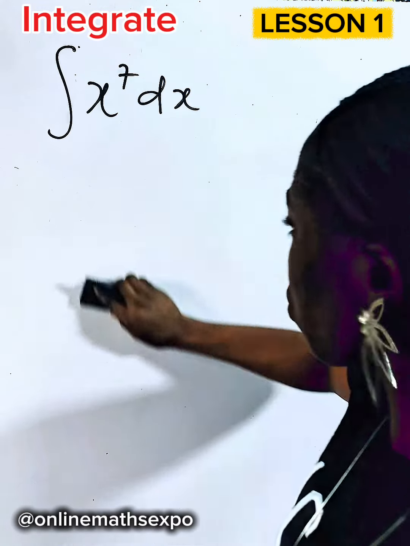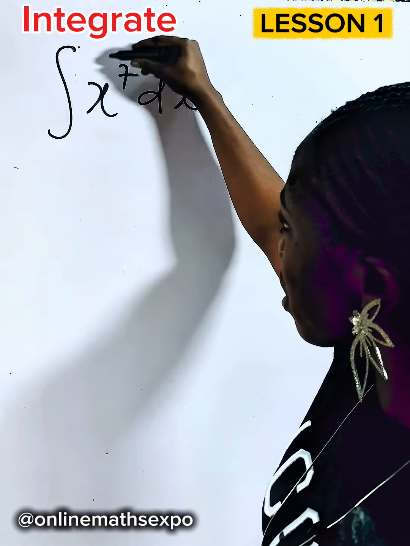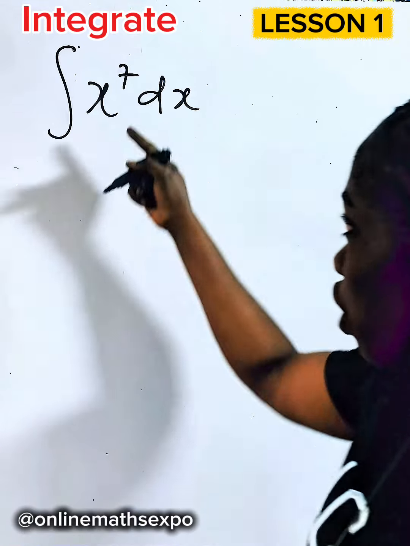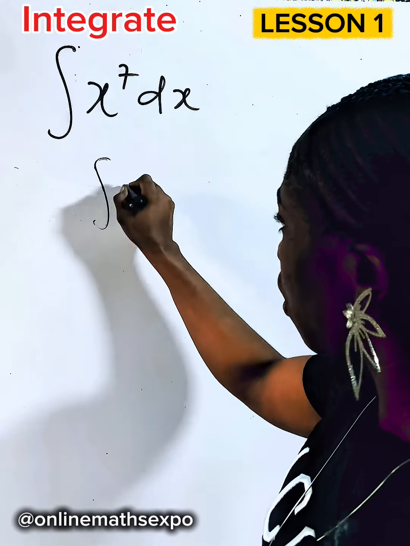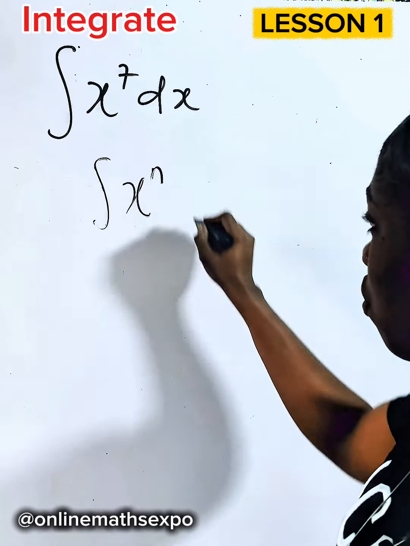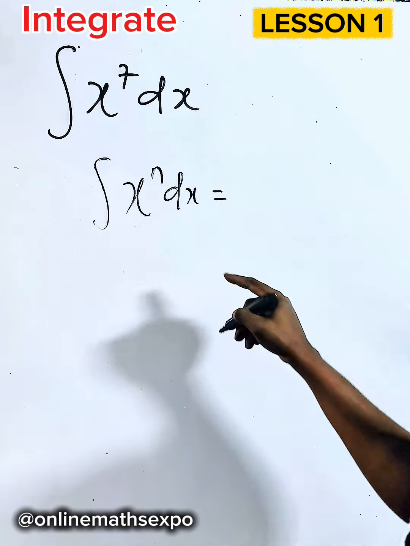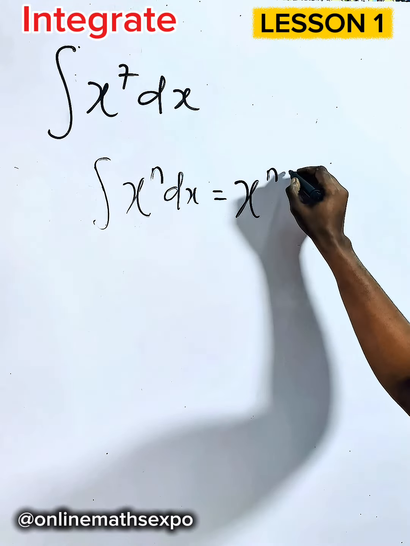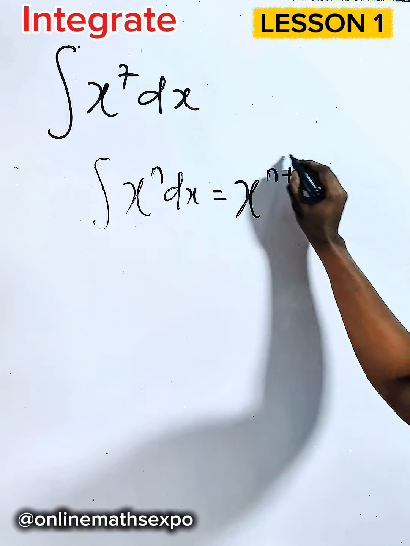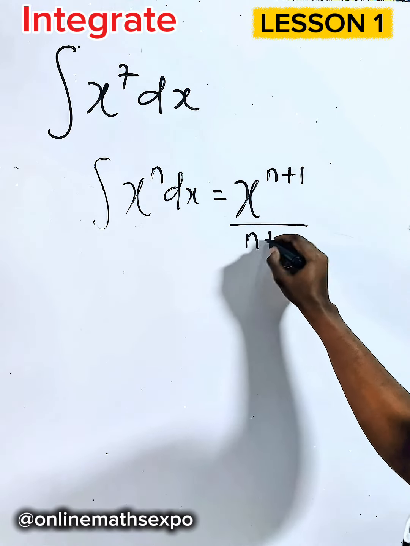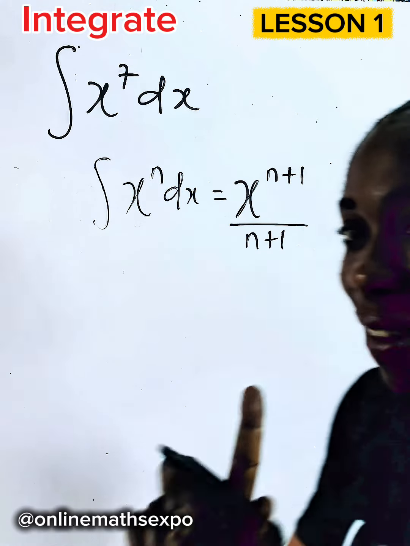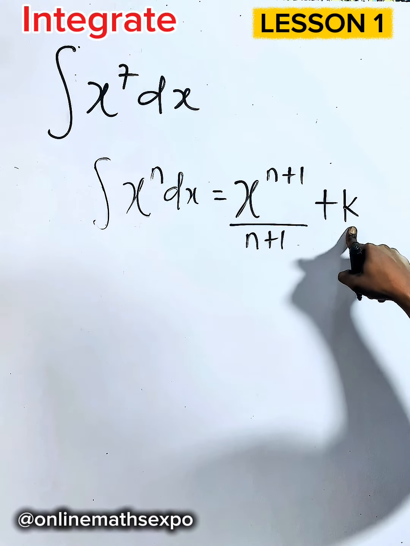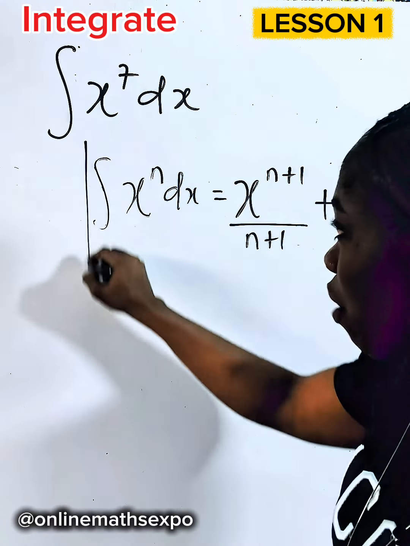So to integrate this, what do you do? You just need to increase the power and then use the power to divide the value. So it means that for every integral of x to the power of n with respect to x, it is the same as just this value you have here, x to the power of n, increase the power, so you add 1, and then use this power you have here to divide what you have already. So this is what you have, but please don't forget to introduce your constant. K is very important.